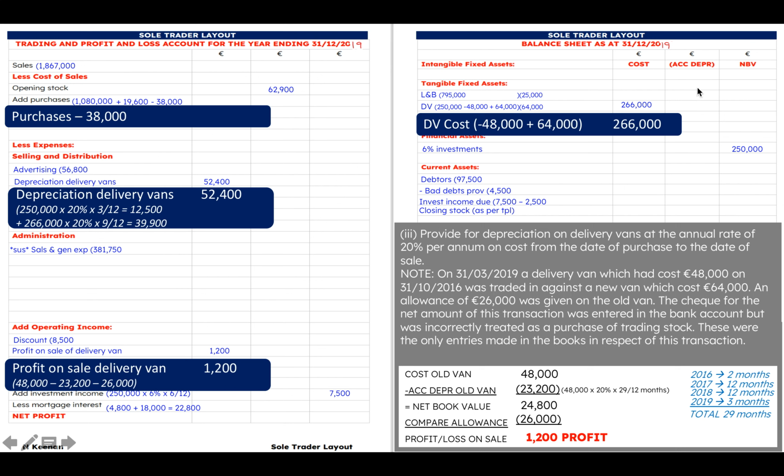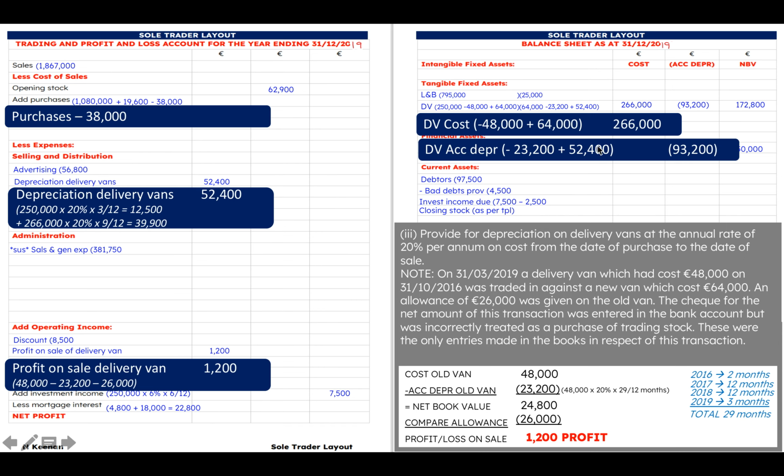Then the last thing that we have to do is work out the accumulated depreciation on these vans at the end of the year. So how do we do that? Well, from our 64,000 that we got in the trial balance, we take away the 23,200, which is the accumulated depreciation on the old van. We no longer own the van, so we have to take away the accumulated depreciation for it.